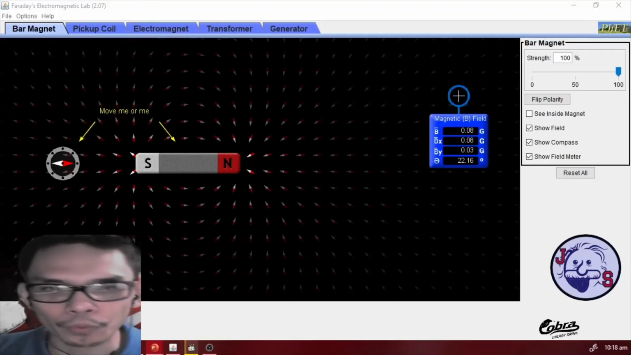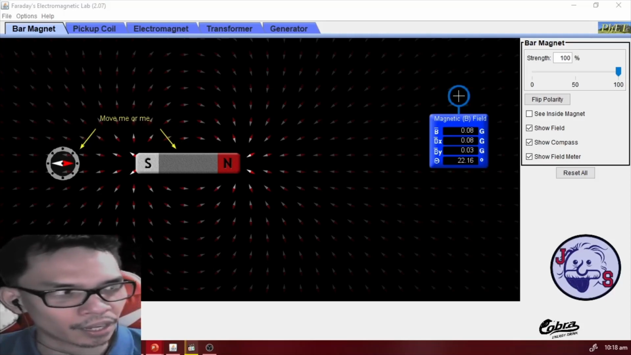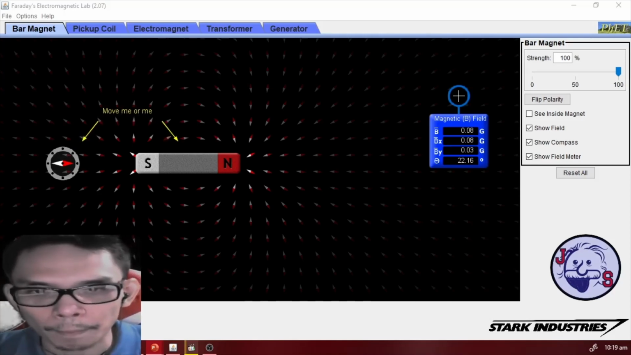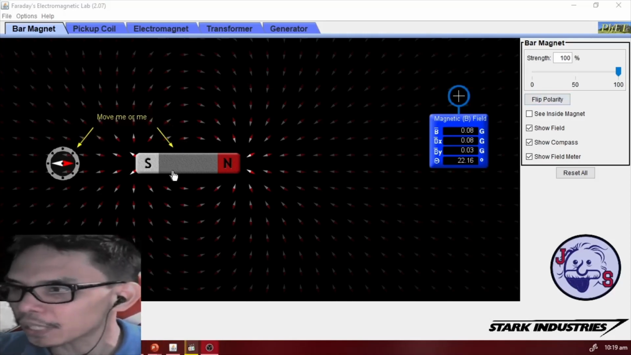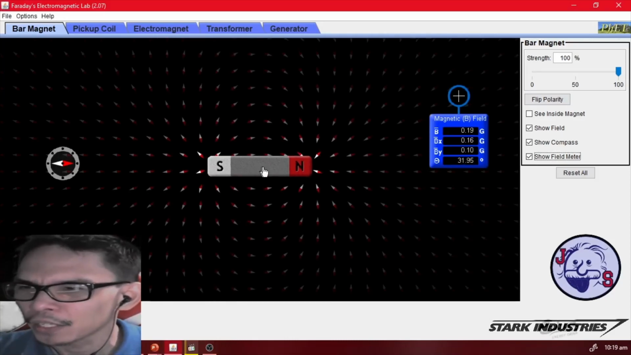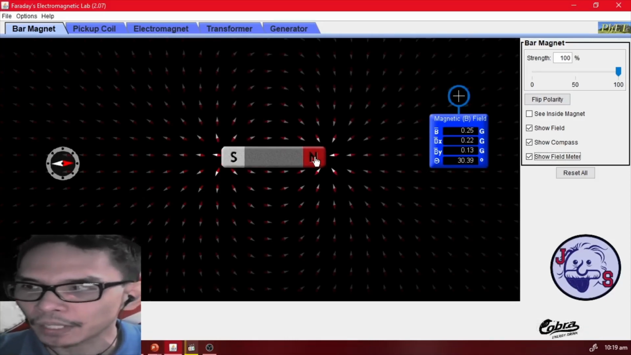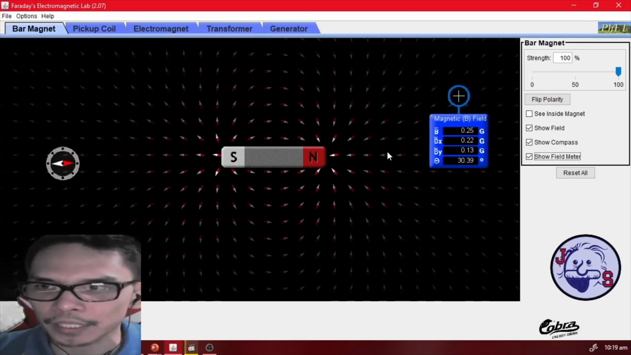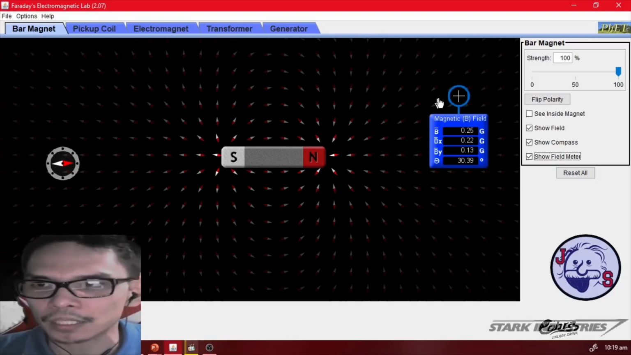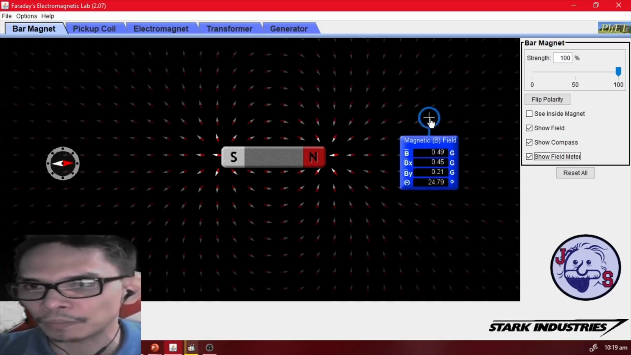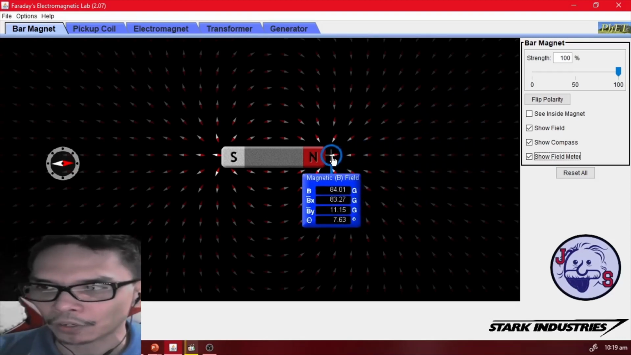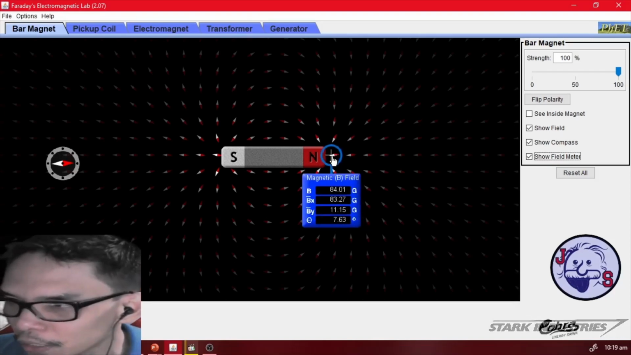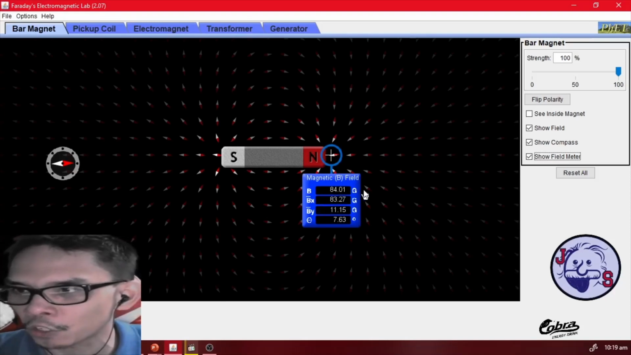Alright, so on this simulation, we will try to find out if that particular statement is true. The field lines are very dense near the poles that we have right here. According to the statement, where the field lines are dense, the magnetic field strength is greater. So let's put this magnetic field meter on that area and record the data. As you can see here, the magnetic field there is 84.01 Gauss.